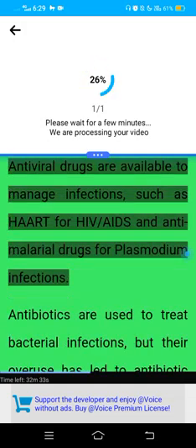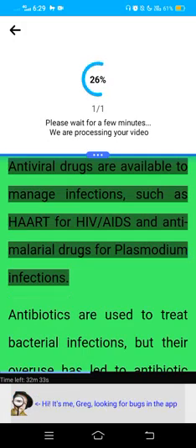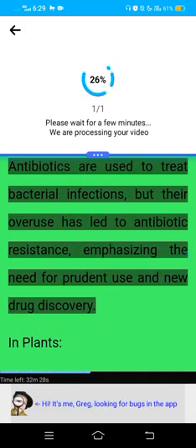Antiviral drugs are available to manage infections, such as HAART for HIV/AIDS, and antimalarial drugs for plasmodium infections. Antibiotics are used to treat bacterial infections, but their overuse has led to antibiotic resistance, emphasizing the need for prudent use and new drug discovery.